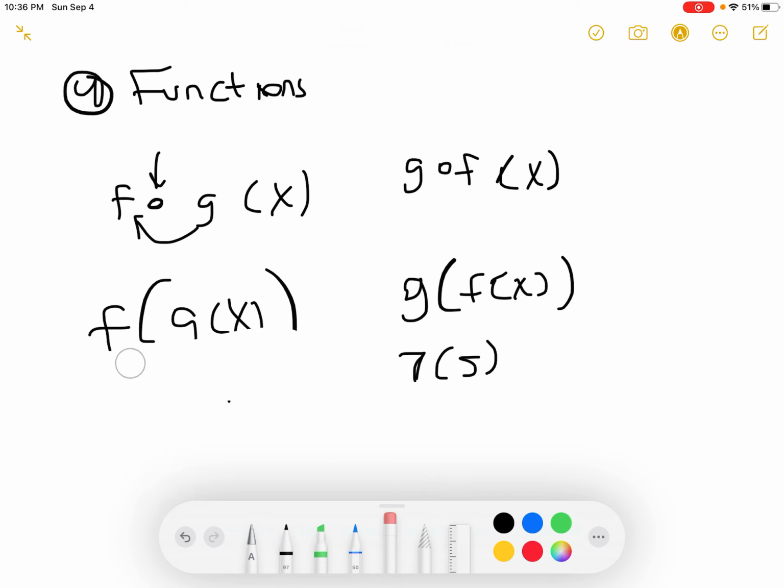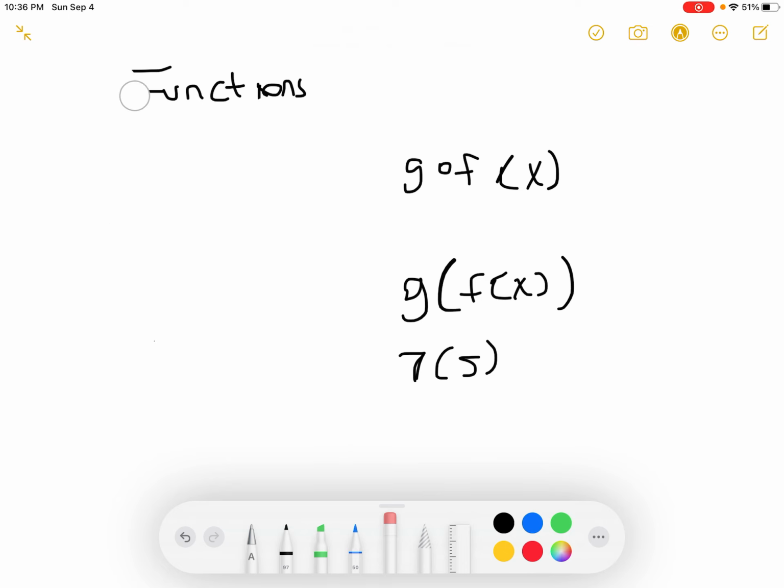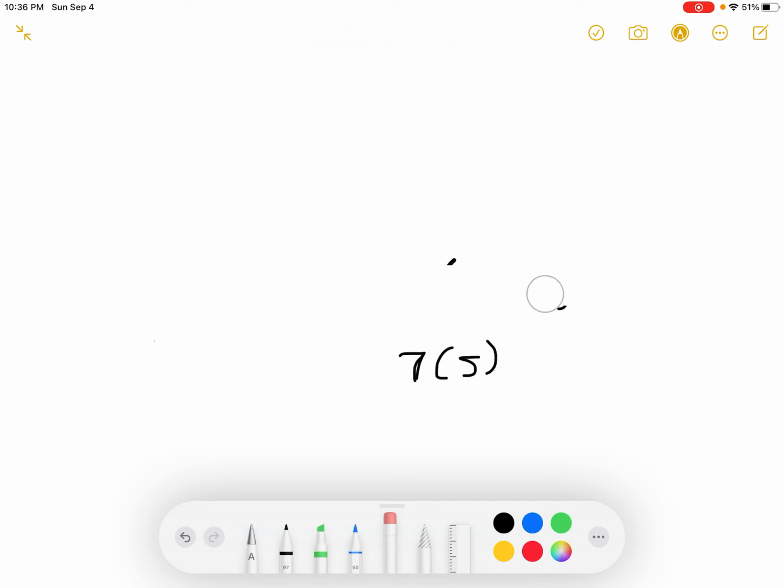So that's the only thing we're going to talk about with functions. There's some things, we're just talking about basically equations or formulas. I don't know if that's even really a formula, but alright, here's the next thing.